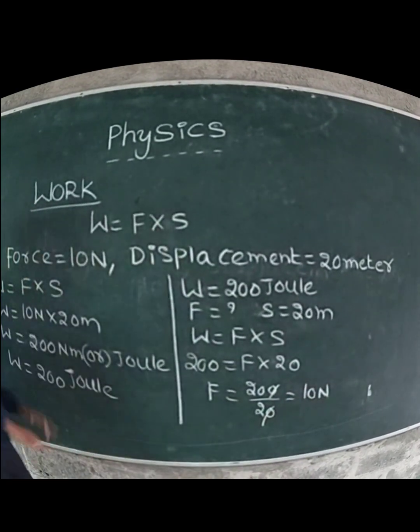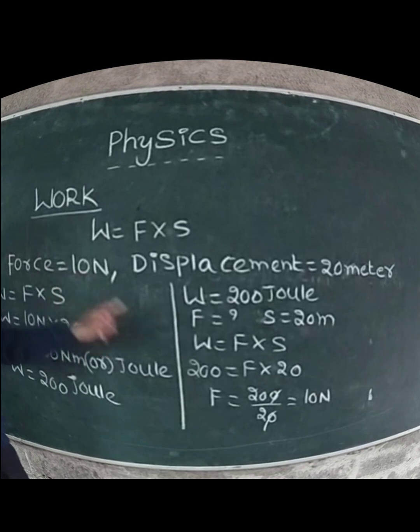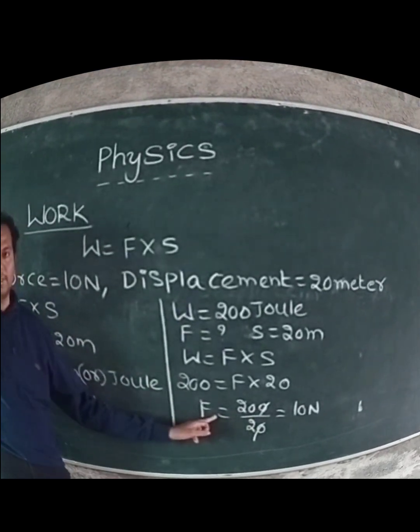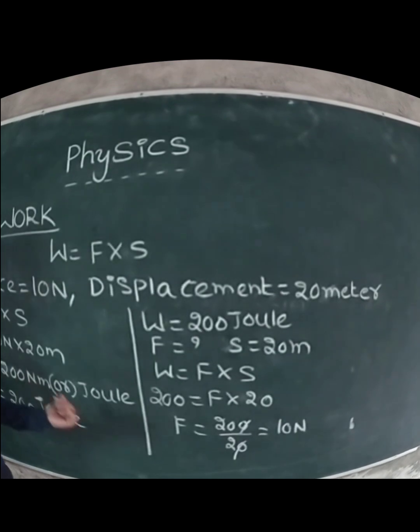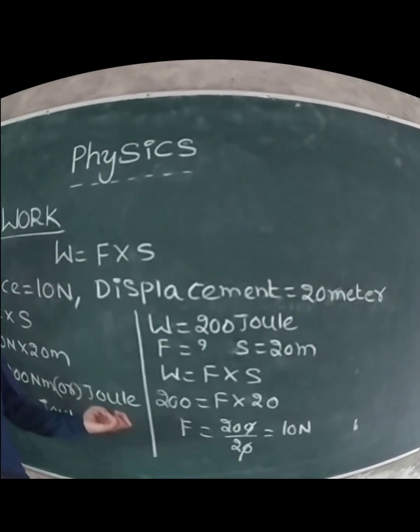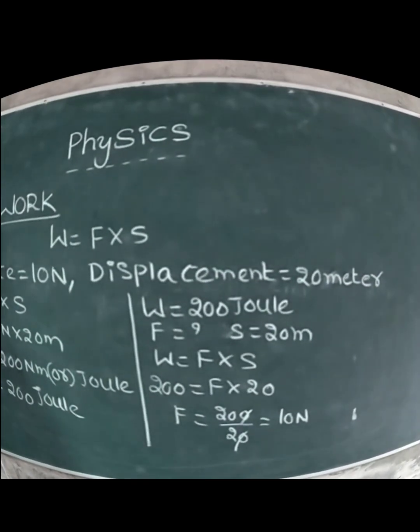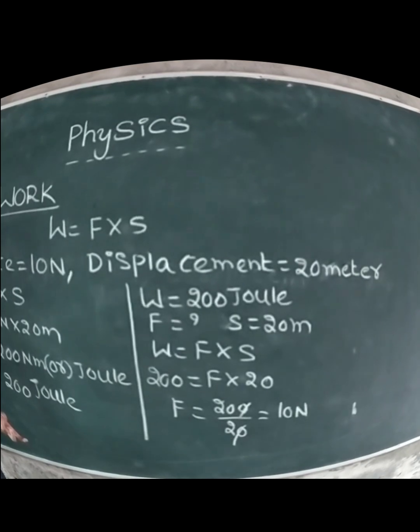Here it is correct or not? What we have taken as the force value is 10 newtons. Is it correct or not? Yes, you are right. This is about how we find work equal to force into displacement. Please take the screenshot. You can share it with your friends also.